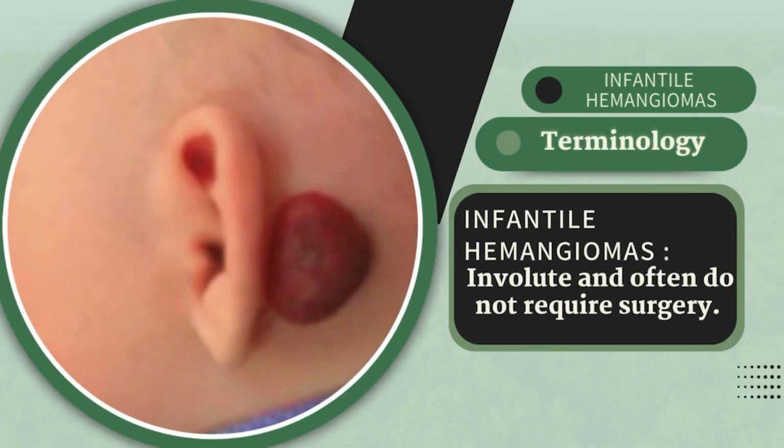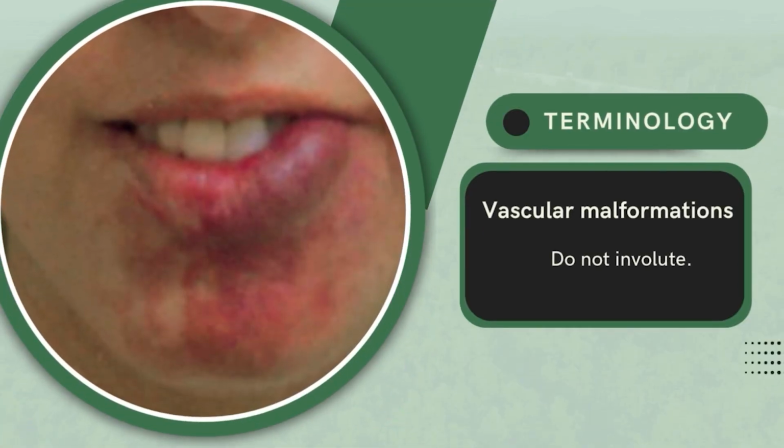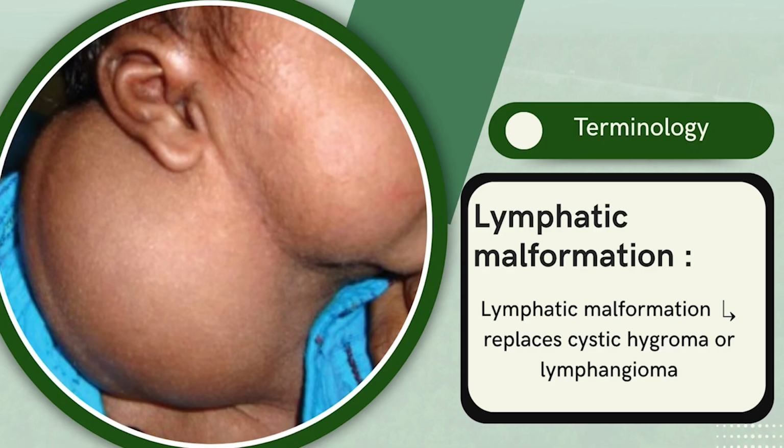Infantile hemangiomas involute and often do not require surgery. Vascular malformations do not involute. Port wine stain is a widely used term for capillary malformation. Lymphatic malformation should be used instead of cystic hygroma or lymphangioma.